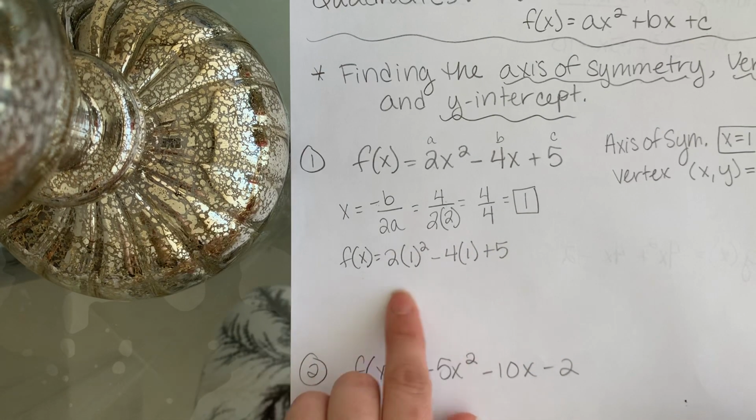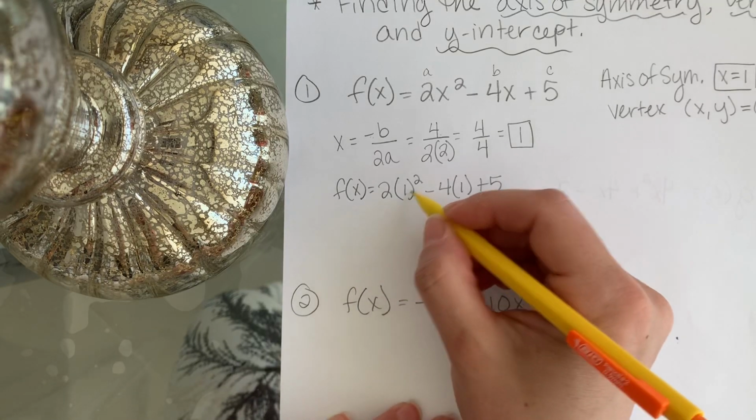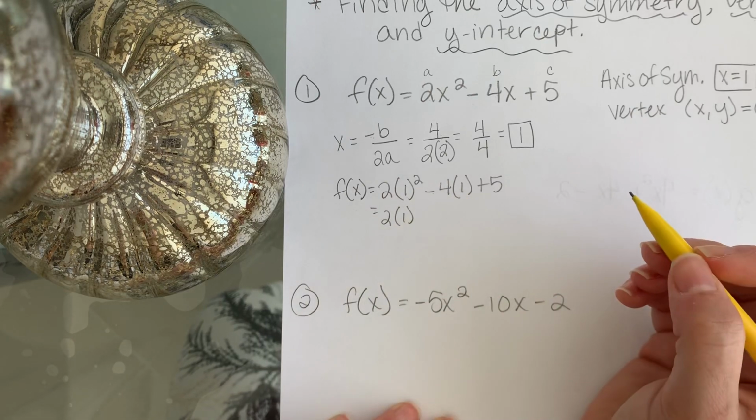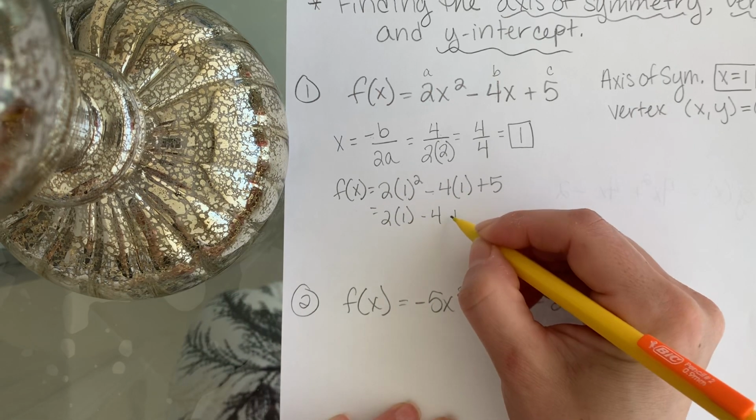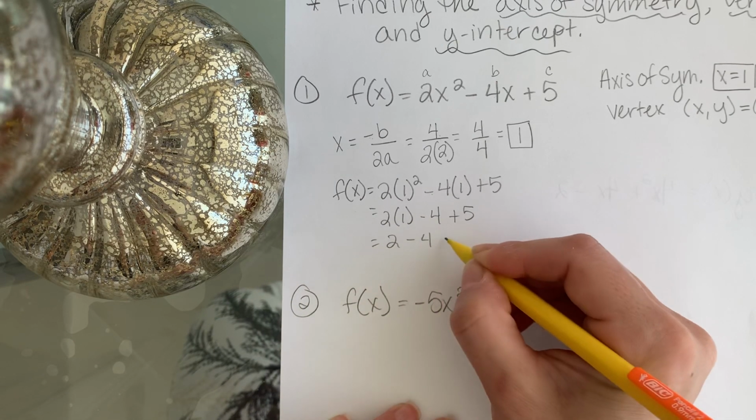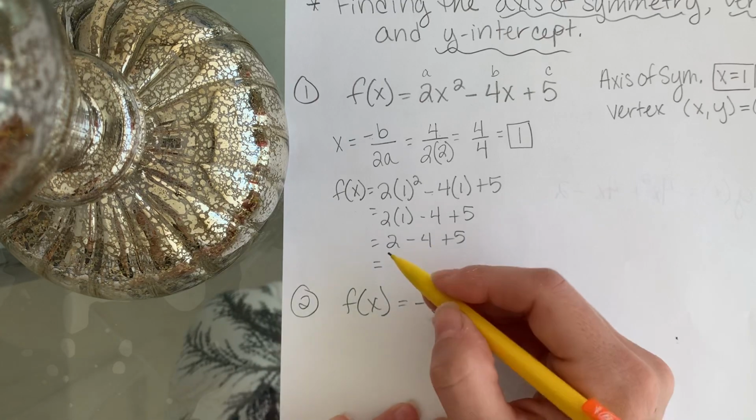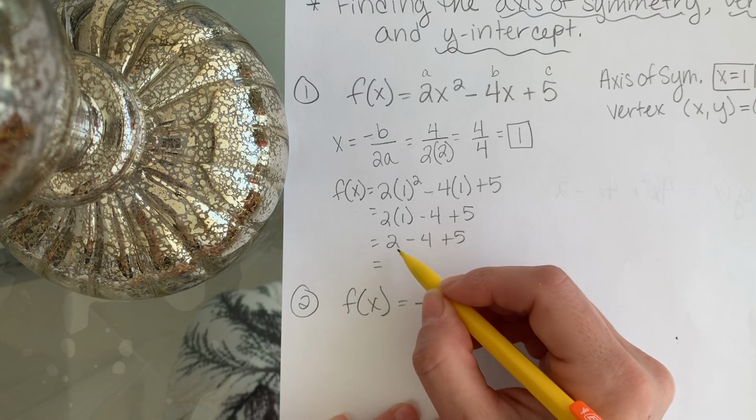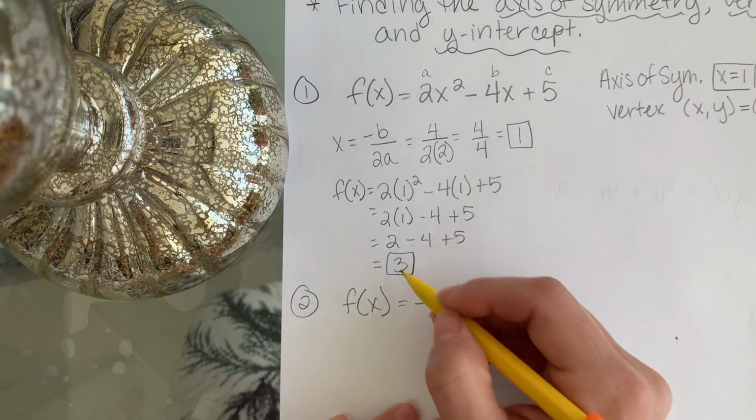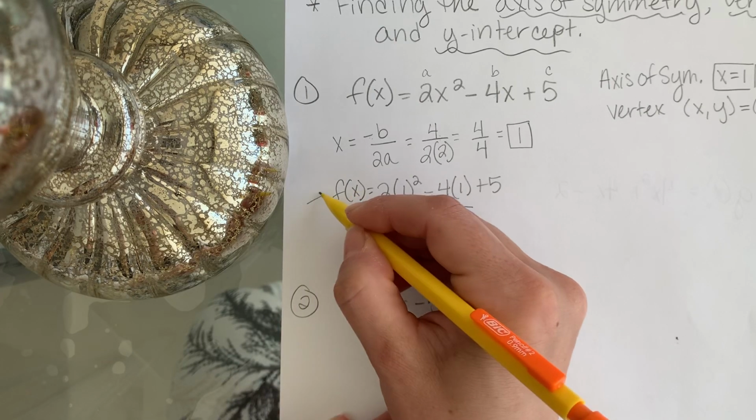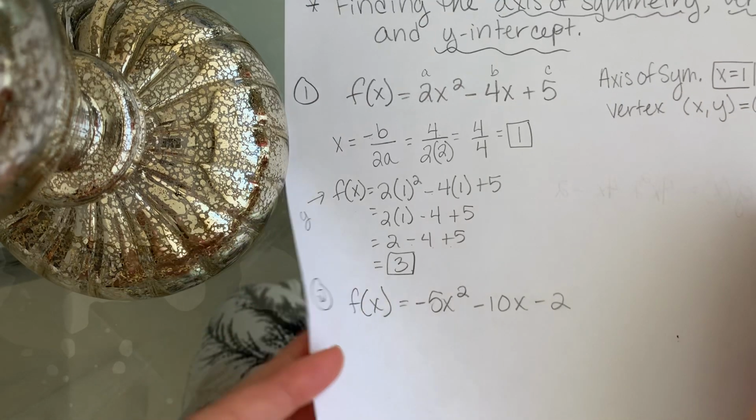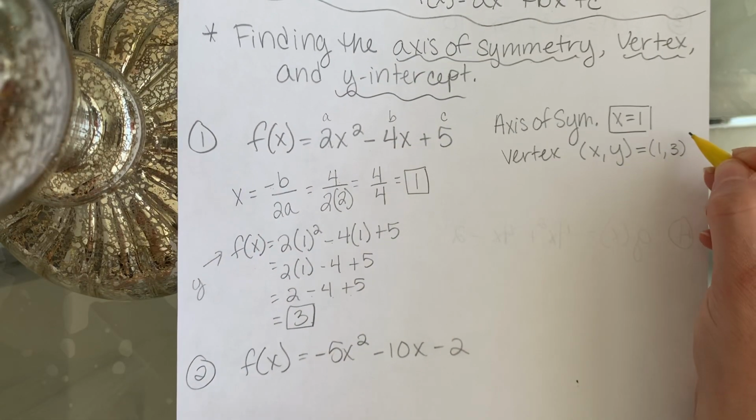Now we just have to simplify this. Well, what is 1 squared? 1. So we just have 2 times 1. Negative 4 times 1 is just negative 4 plus 5. What is 2 times 1? Just 2 minus 4 plus 5. And what is 2 minus 4 plus 5? Positive 3. So your y value, because this really is y, okay, in your vertex is positive 3.